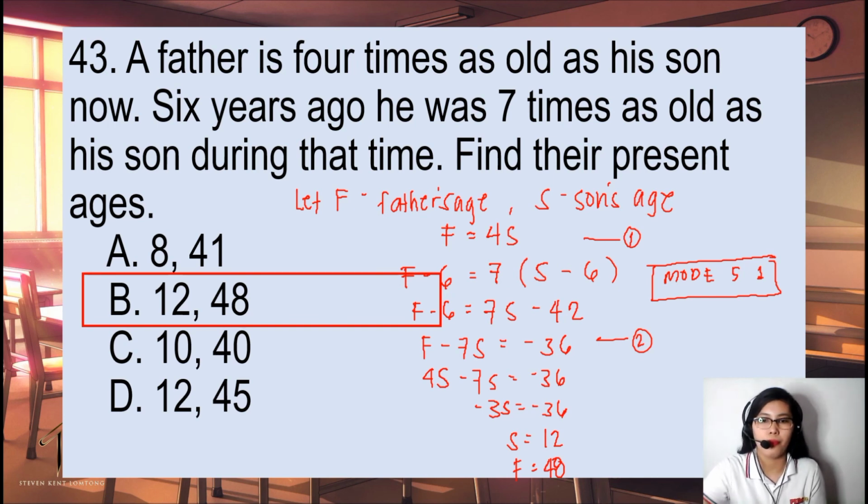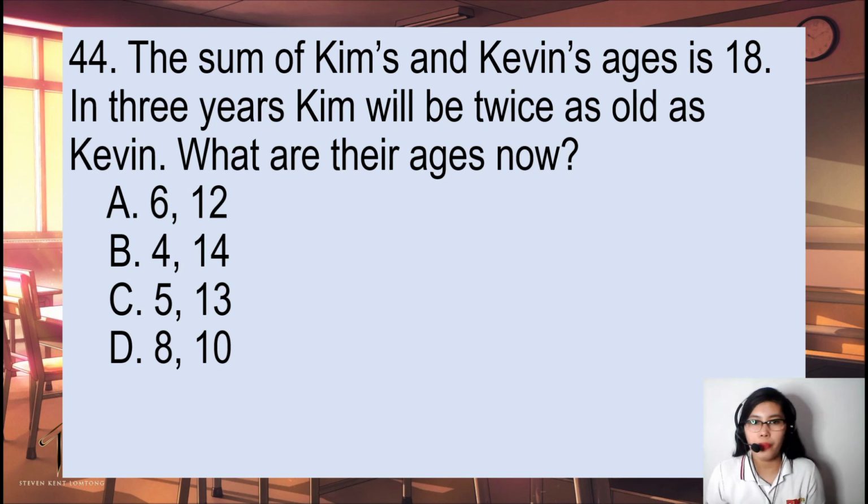Yeah, that's it. Okay. Then, the sum of Kim's and Kevin's ages is 18. In 3 years, Kim will be twice as old as Kevin. So what are their ages now?